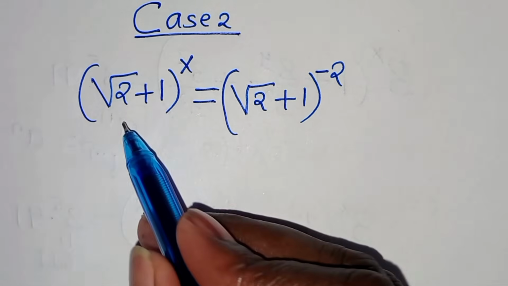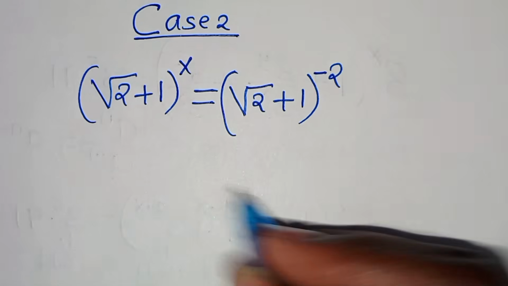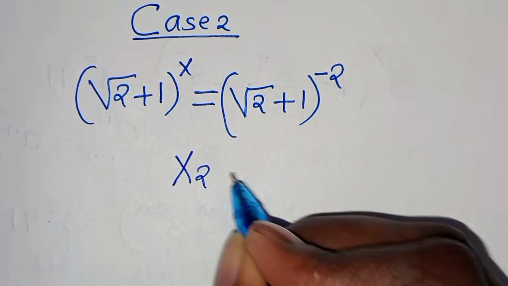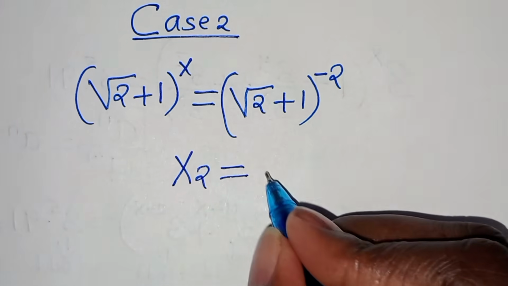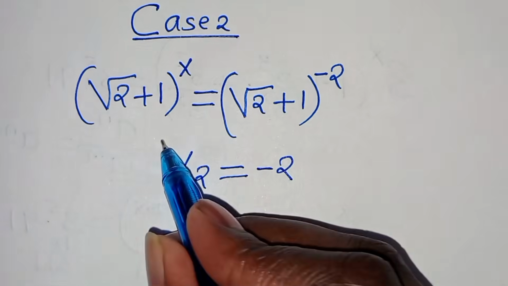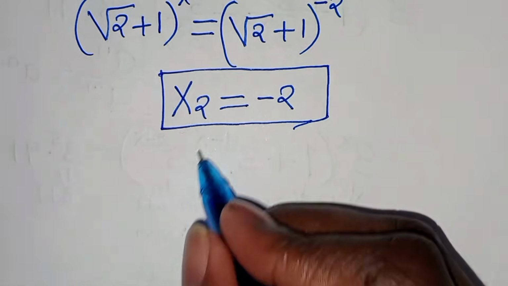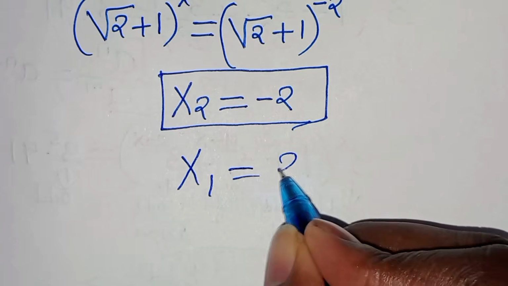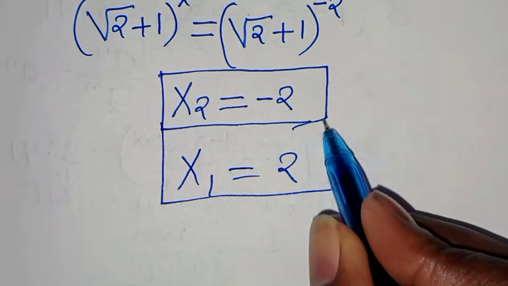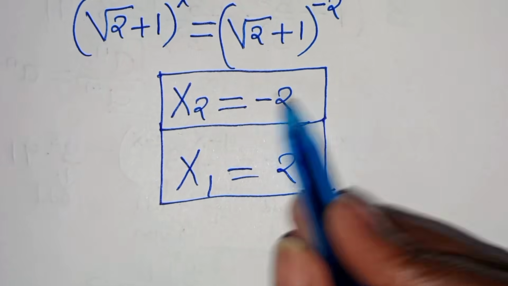Now here we have that the bases are common. So this implies that x2 is equal to minus 2. So now we have x1 is equal to 2 and x2 is equal to minus 2.